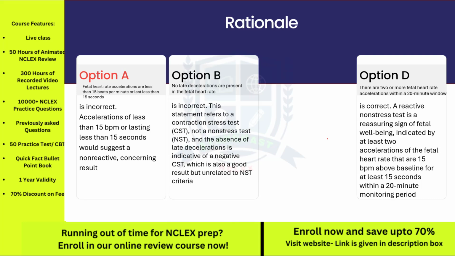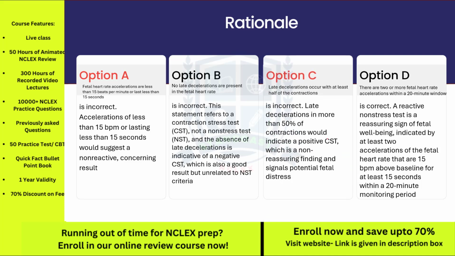This statement refers to a contraction stress test, CST, not a non-stress test, NST, and the absence of late decelerations is indicative of a negative CST, which is also a good result, but unrelated to NST criteria. C is incorrect. Late decelerations in more than 50% of contractions would indicate a positive CST, which is a non-reassuring finding and signals potential fetal distress.